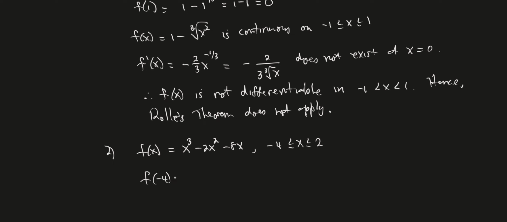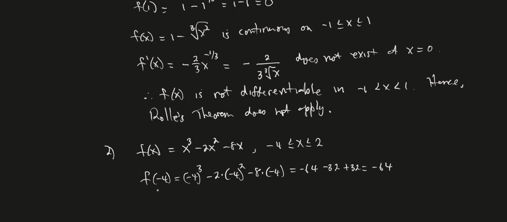So let's check those endpoints. So let's try f of -4. Well, let's do what the function says. So this is -4 cubed minus 2 times -4 squared minus 8 times -4. So -4 cubed, that's -64. And then what do we have here? This is 16 times -2, so that's -32. And then here we have a plus 32, so -64. Right? So at the left endpoint of this interval, the function has a value of -64.